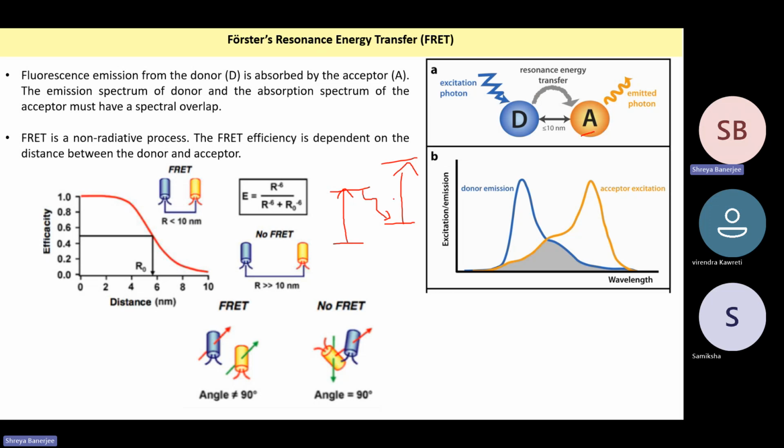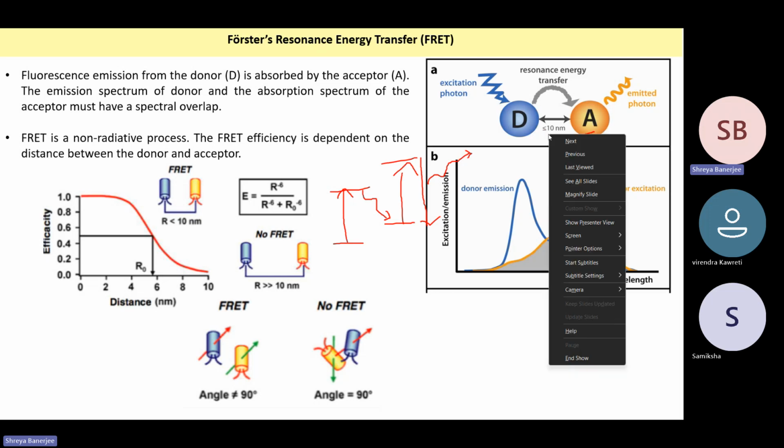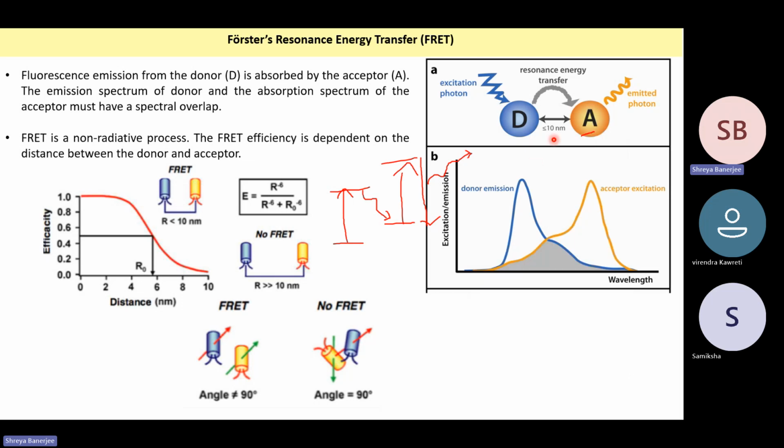And the acceptor is getting excited. And when the acceptor is coming back to ground state, this is the net energy that we see. So this entire process is called resonance energy transfer because energy is getting transferred from donor to acceptor. And it is very much dependent on the distance between the donor and acceptor. So if this distance is less than or equal to 10 nanometer, this kind of phenomenon can be observed.